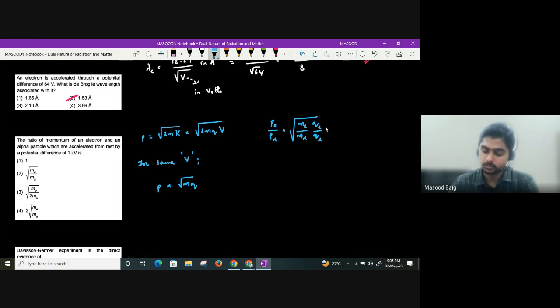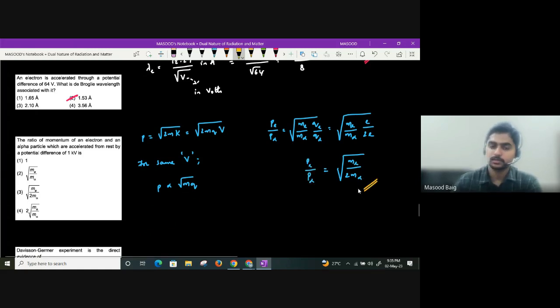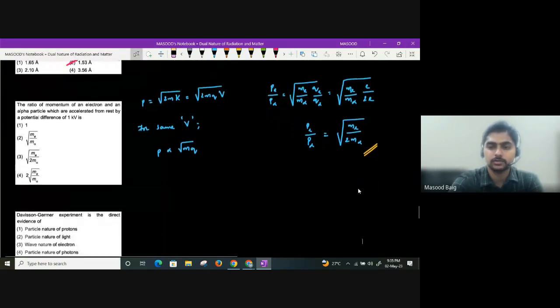Yes or no? So what will you get? The masses are given in terms of symbols. Charge of electron is 1e. Charge of alpha particle is 2e. So I'll get it as root over m_e by m_alpha into e divided by 2e, which I'll write as root over m_e divided by 2 m_alpha. This will be the ratio of momentum of electron and momentum of alpha particle, provided they are accelerated by the same potential difference. Clear?